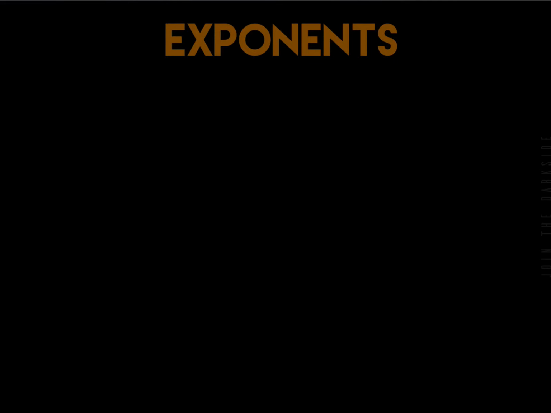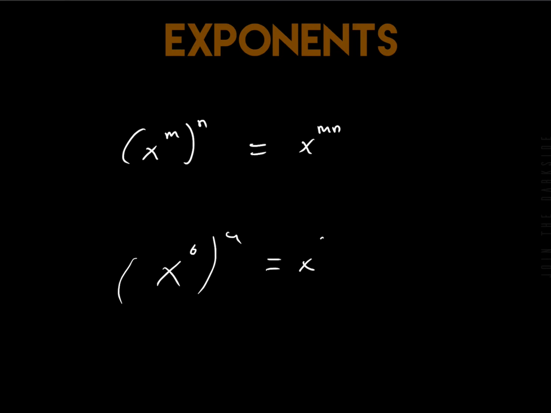The next one would be, in brackets, x to the power of m, all to the power of n. That's going to give us x to the power of mn. For example, you've got x to the power of 6, all of this to the power of 4. You're going to get x to the power of 6 times 4, which is going to give you x to the power of 24.